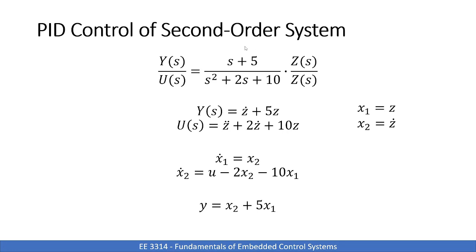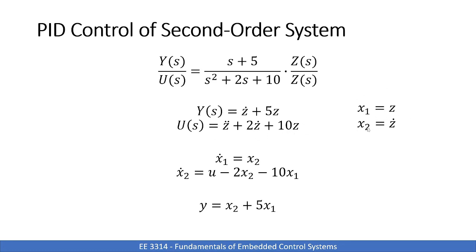Okay, so again, we're going to use the controllable canonical form. So we're going to multiply this by Z(s) over Z(s). That gives us the numerator. Y(s) is z dot plus 5z, and the input is z double dot plus 2z dot plus 10z. Then we can define our state space variables.